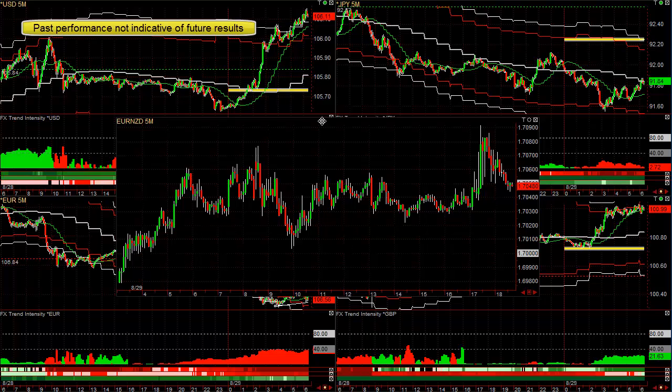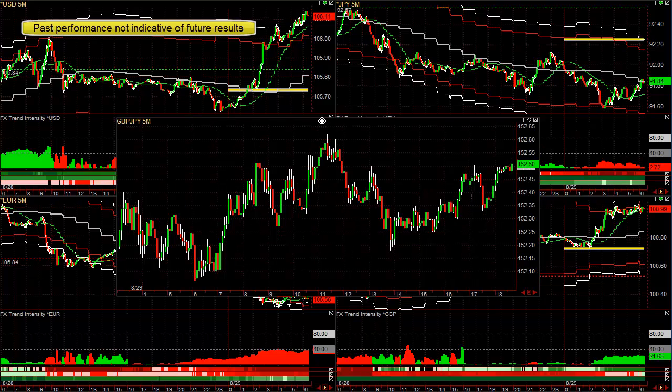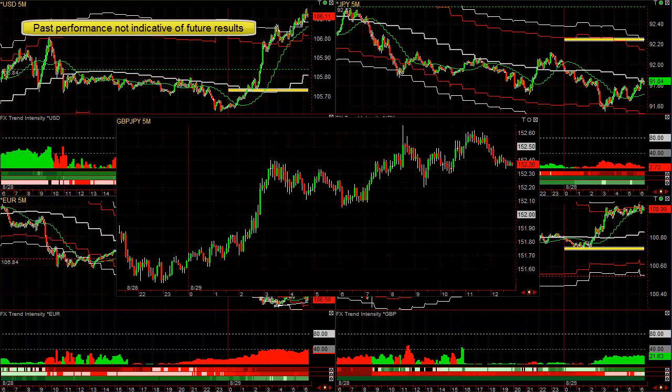So you can get into trades, say the pound yen at 6:30, looking for buys, and you can see it didn't immediately take off, but it did over the next hour and a half go up from around 152.10, 15 all the way to 160.65.